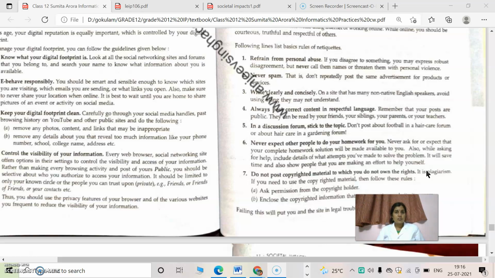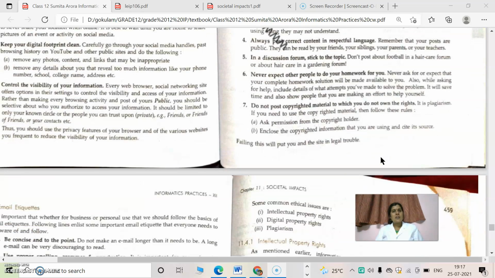If we are in a discussion forum, we have to stick to the topic. That means if they are talking about a topic like email, then we must talk about that topic only. Then don't expect other people to do our work. Do not post any copyrighted material on the internet. So these are the basic things we need to follow on the internet. So let's wind up this session. Thank you and have a nice day.